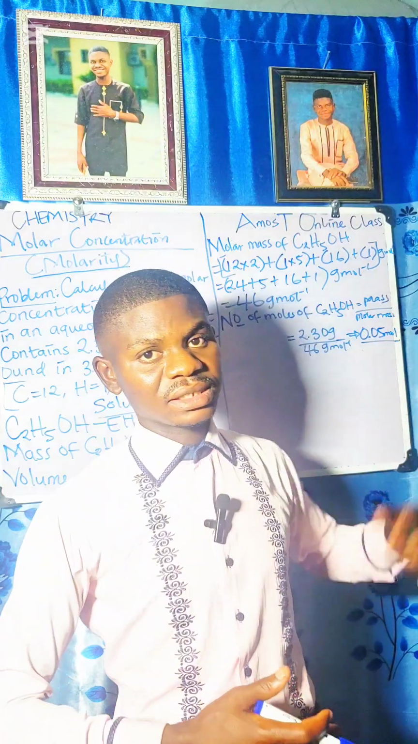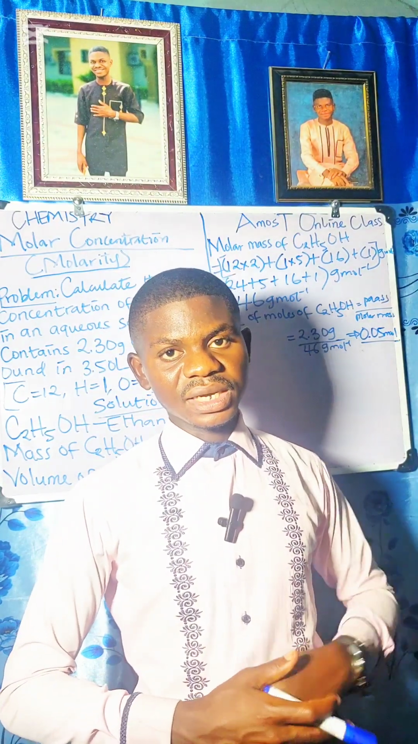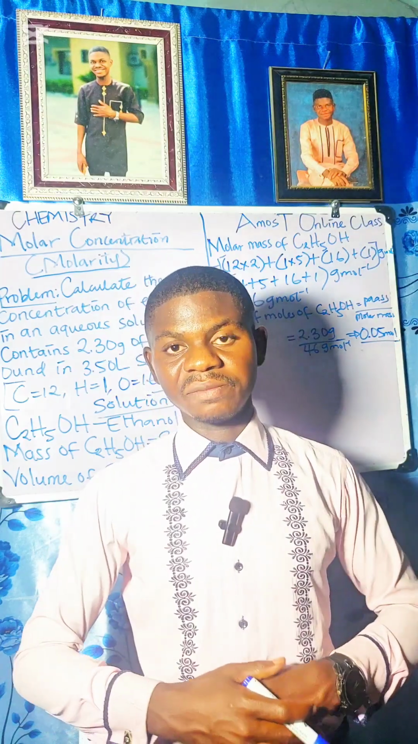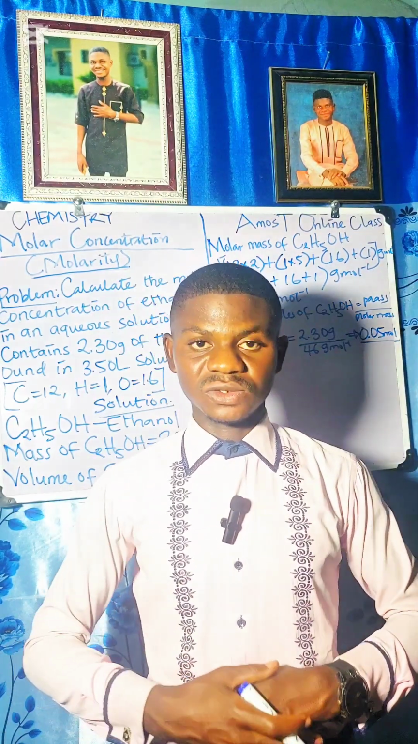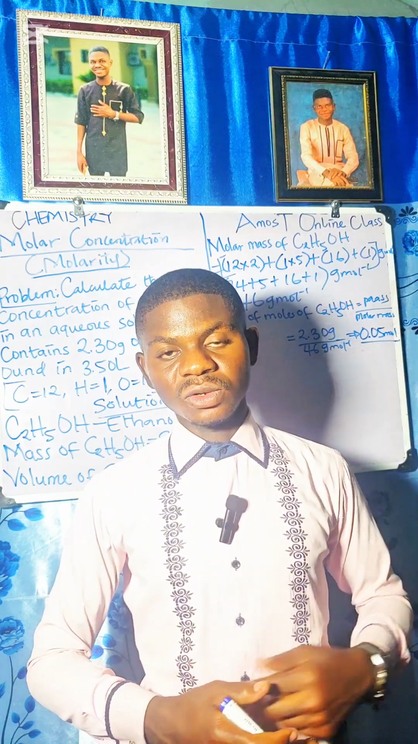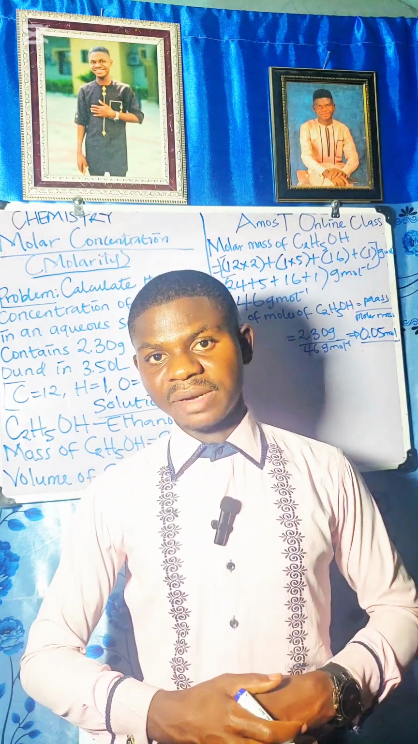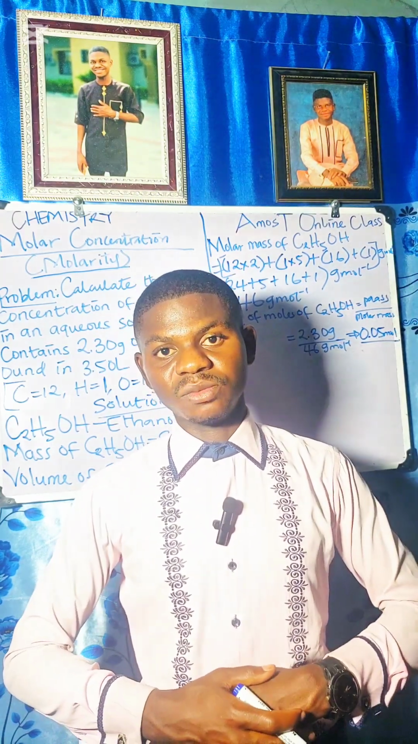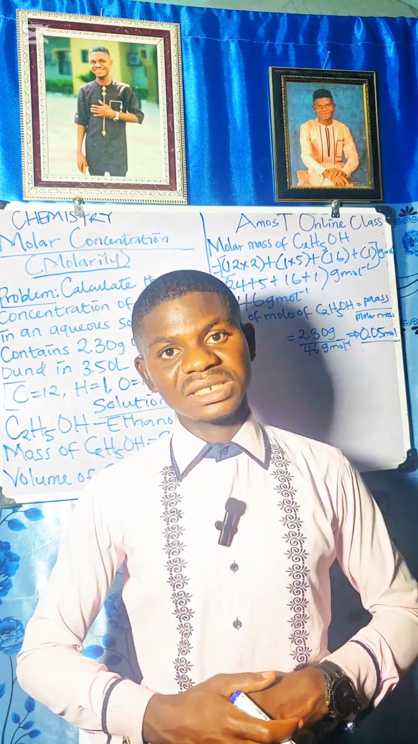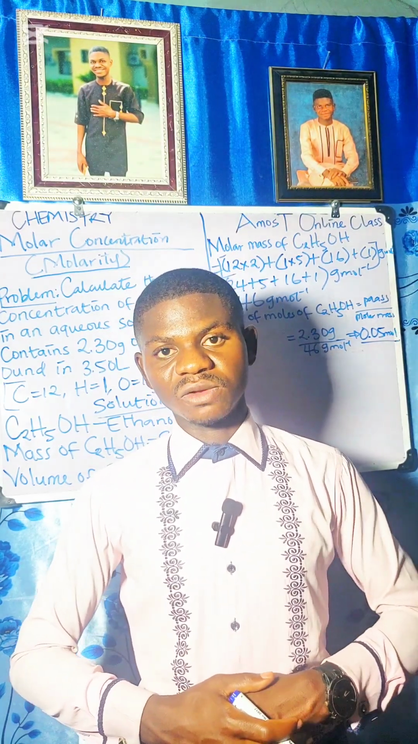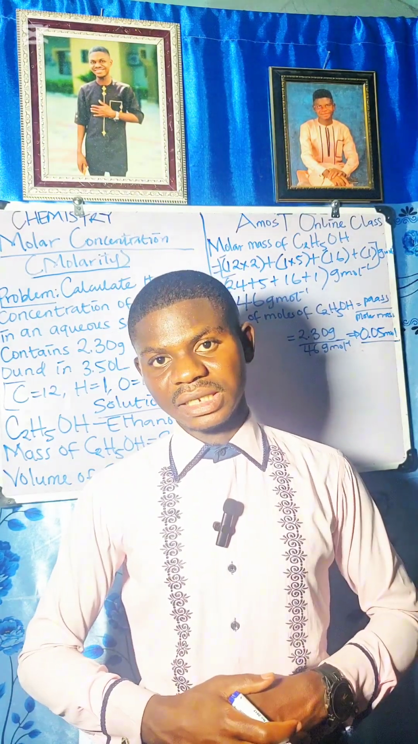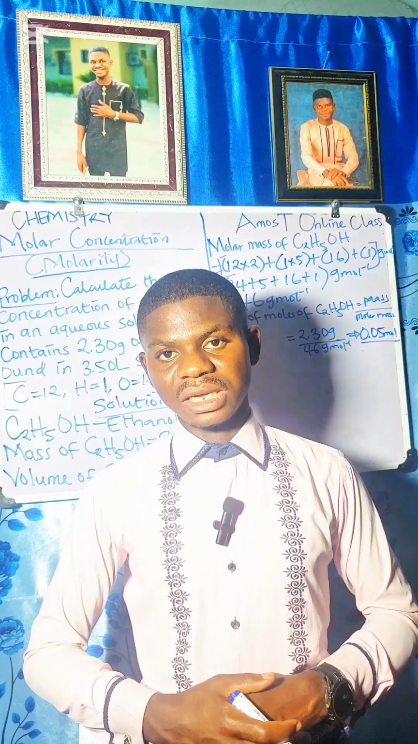And in this case, we have ethanol. So we're going to divide the number of moles of ethanol by the volume of the solution, and the volume is 3.50 liters. So molar concentration mathematically is expressed as number of moles of solute divided by volume of solution in liters, or equivalent units.